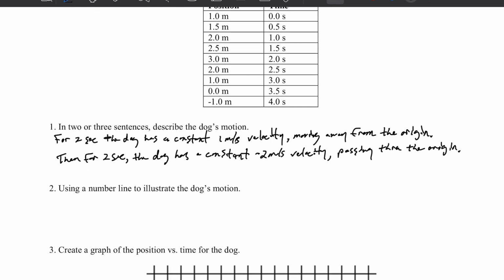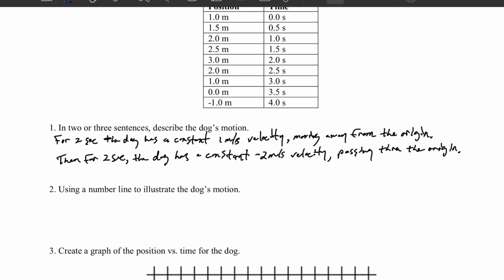Use a number line to illustrate the dog's motion. Well, we know the dog has the positions that it's going to cover is from -1 to, looks like, +3. So our number line needs to at least have from -1 to +3. I think the way that I've spaced things out, it'll end up going to +4, but makes no difference. So our dog starts at position 1 meter, and he's going to move to the right to +3 meters, then changes direction in order to go from +3 to -1.